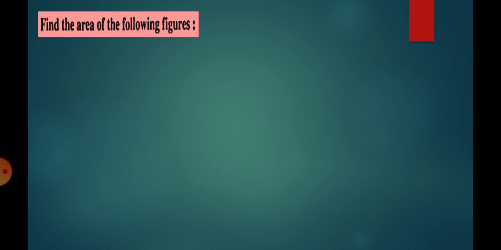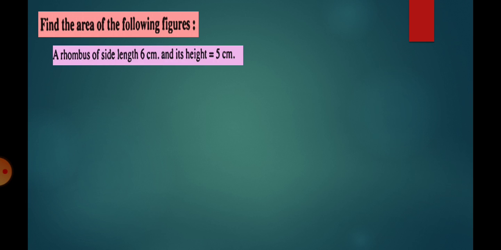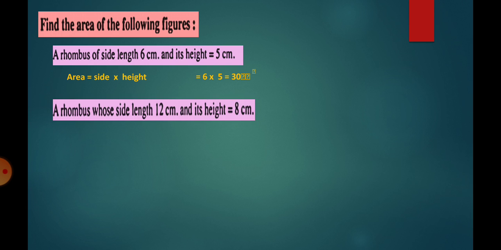Find the area of the following figures. The rhombus of side length equal 6 centimeters and its height equal 5. The given here is the side length and the height. Then the area of the rhombus equals side by height. 6 times 5 equals 30 centimeters power 2.